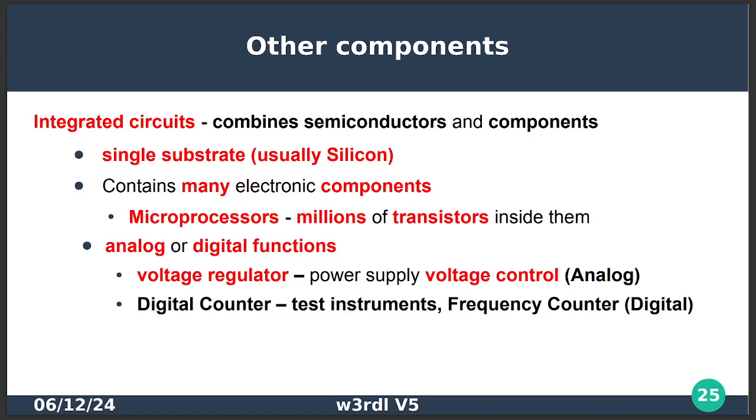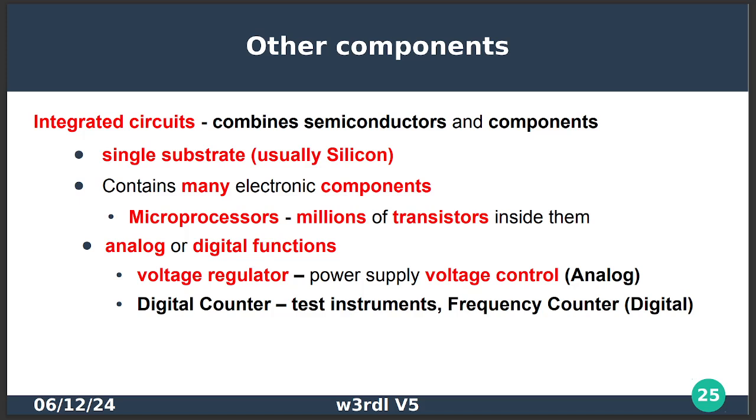Other components: integrated circuits combine semiconductors and components. This is really the big breakthrough that has gotten us from the 60s and 70s into what we have now, because without ICs, this wouldn't be possible. Nor would this. But anyway, a single substrate, usually silicon, contains many electronic components. They're built on top of there, and they're really, really tiny. But they all do a job for something there.